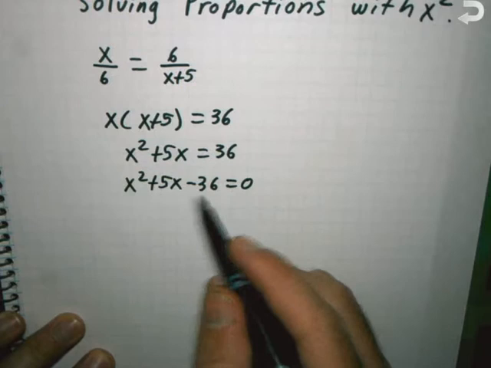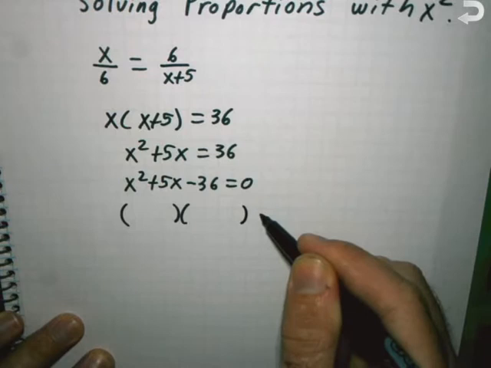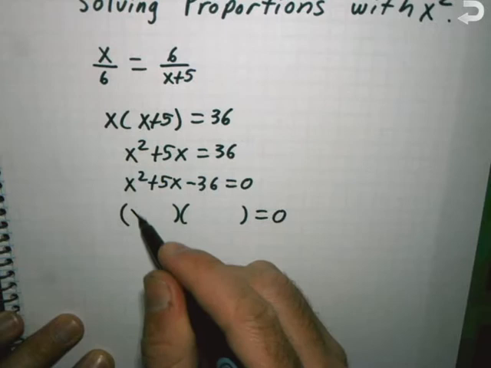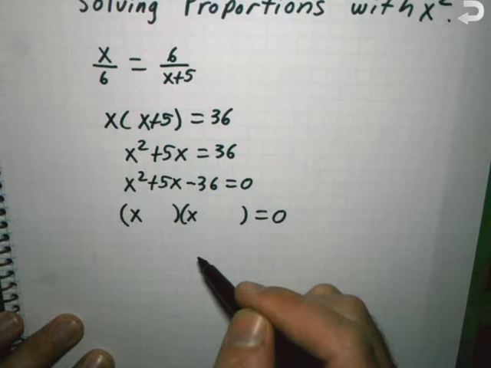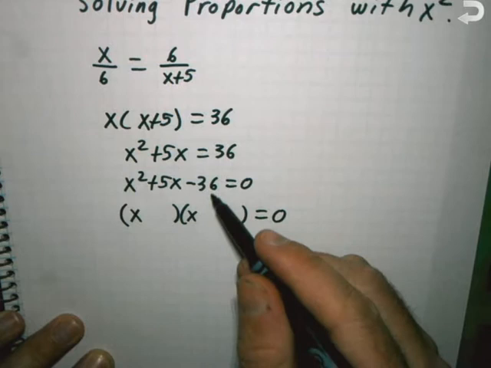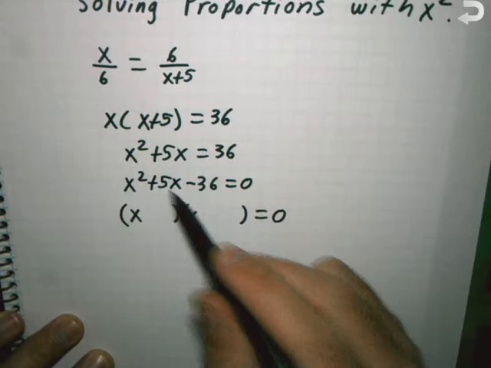Now we're going to look for factors of 36. We're going to do our double bubble. We're going to look for factors of 36 that subtract and give us 5. So what are factors of 36? What multiplies to give you negative 36, and adds to give you positive 5?